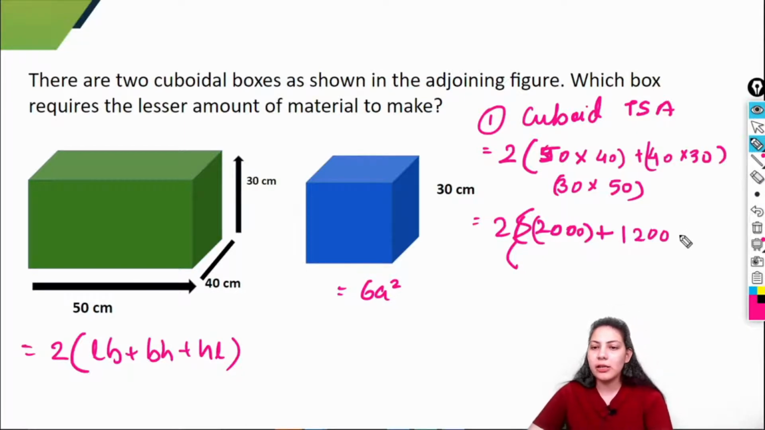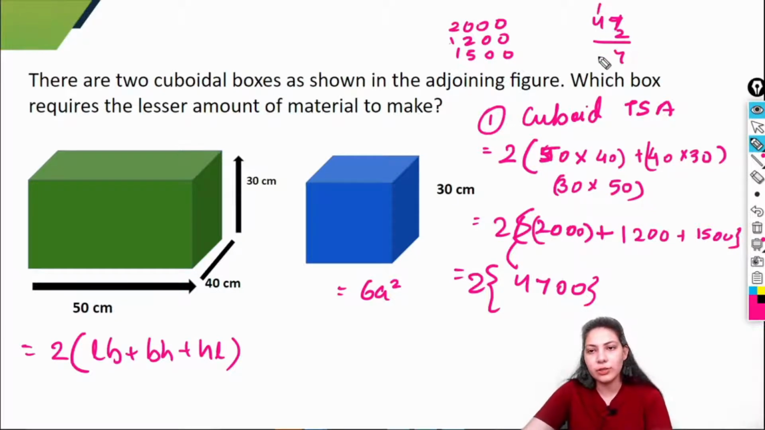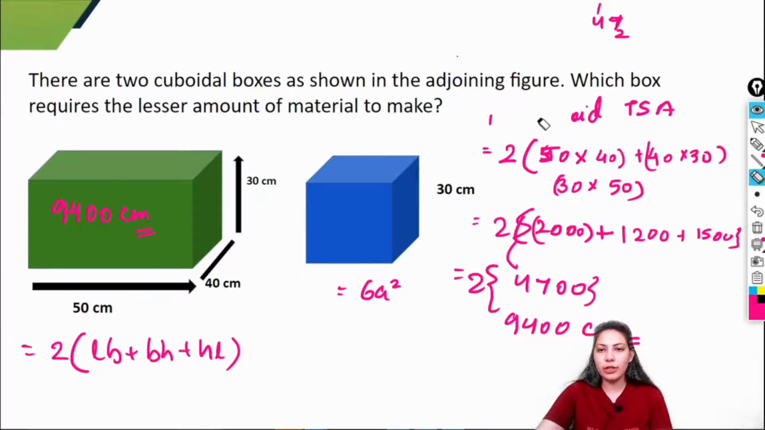2000 plus 1200 plus 1500. So it would result as 2 into 4700. So let me do rough work here. 7 twos are 14, 4 twos are 8, so 9400 centimeter square. So this is the total area for our cuboid, that is 9400 centimeter square we require for the cuboid. Now let me erase and let us solve here for our cube.